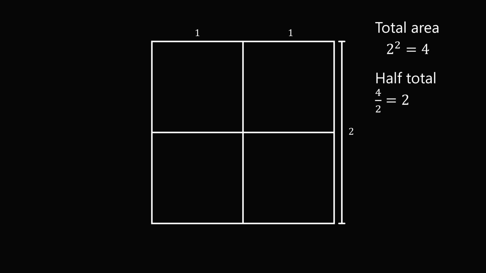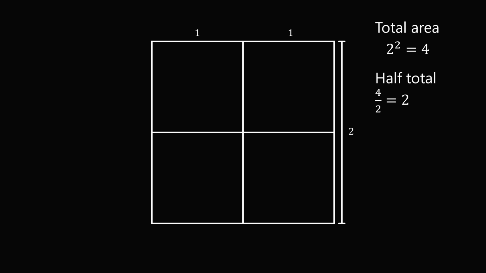So let's think about this as an adult. Let's imagine that one of the small squares has a side length equal to one. So the other square also has a side length equal to one, and the entire large square has a side length equal to two. The total area of the large square will be 2 squared, or 2 times 2, and that equals 4. Now we want half of the area to be shaded.